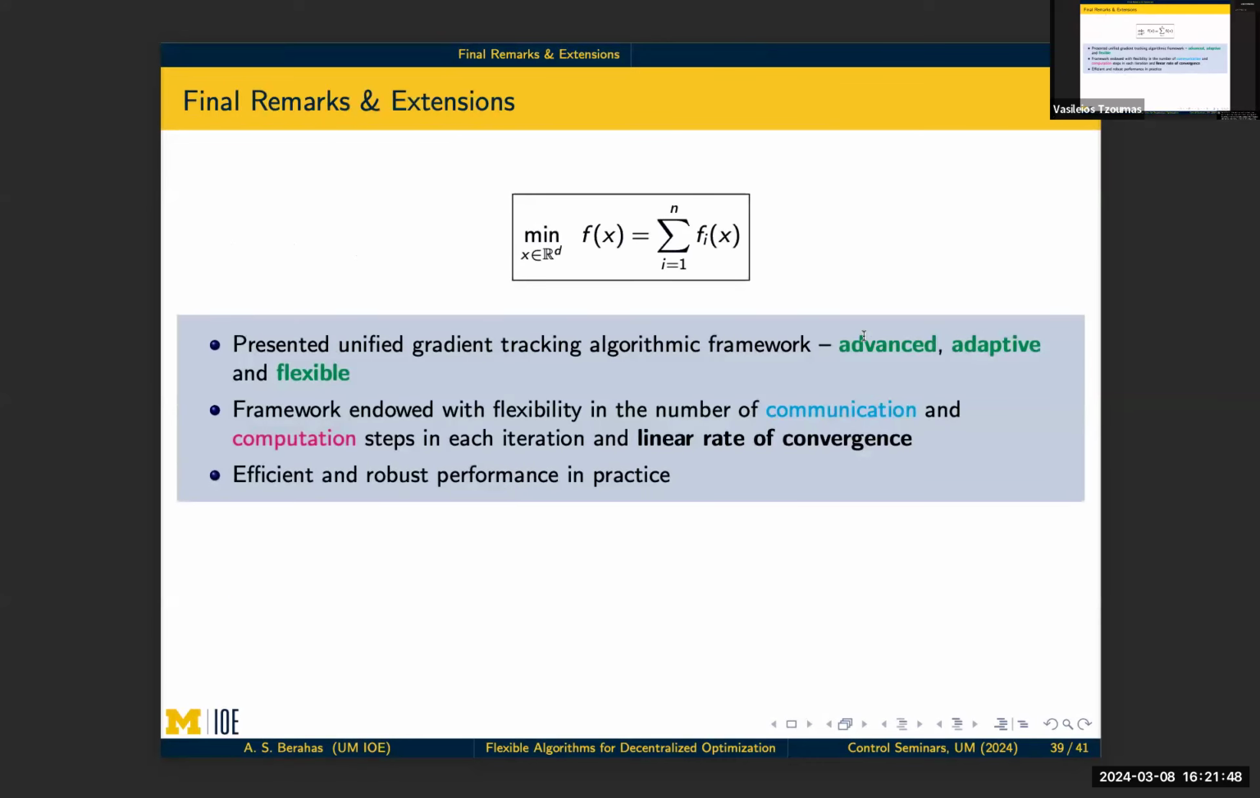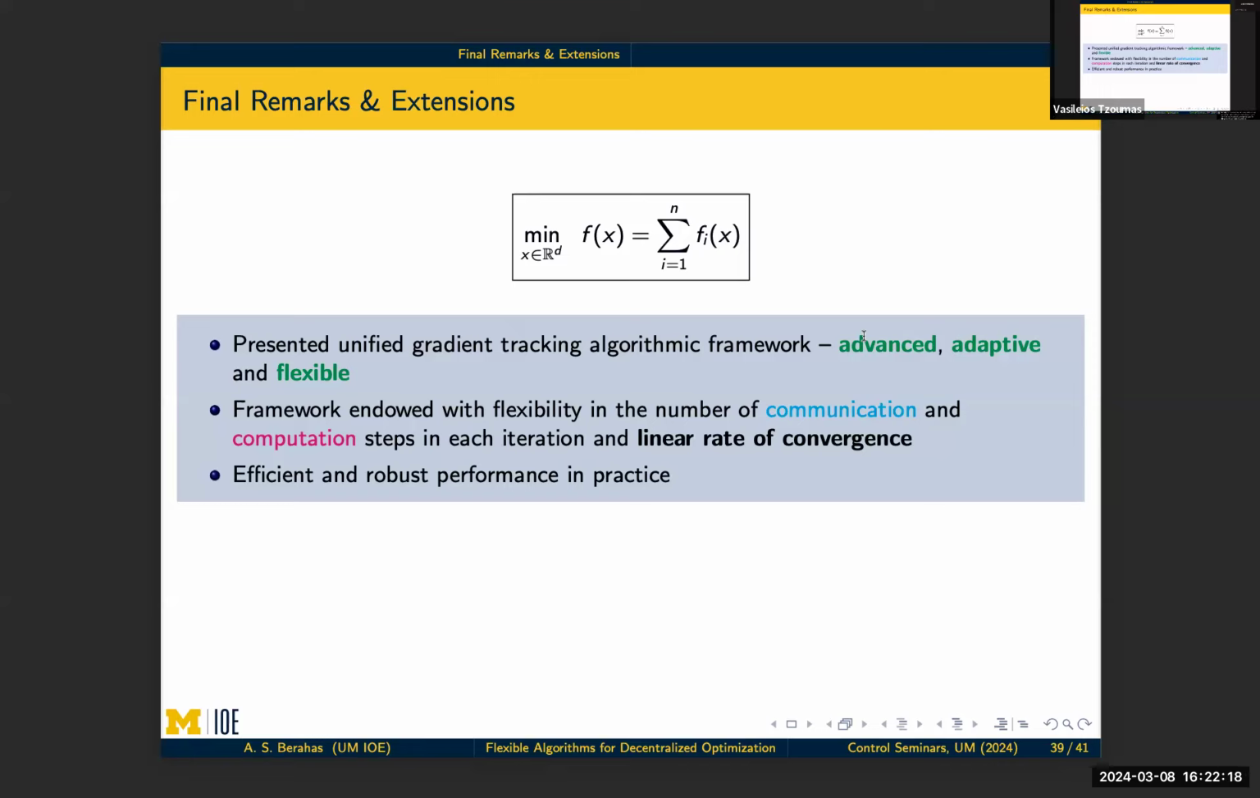So what I'll do is I'll take a couple of minutes to wrap up. We have a decentralized optimization problem of this form, and I presented a unified gradient tracking framework that was adaptive, advanced, and flexible. I promised 3 things, and I delivered 3 things. Well, flexibility so far. The framework was endowed with flexibility in communication and computation steps, and we were able to show fast convergence rates. I don't like sublinear rates of convergence. I'm allergic to sublinear rates of convergence.